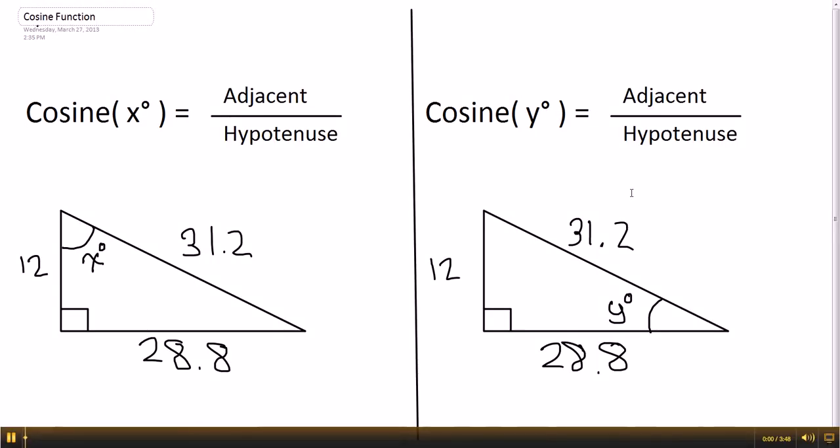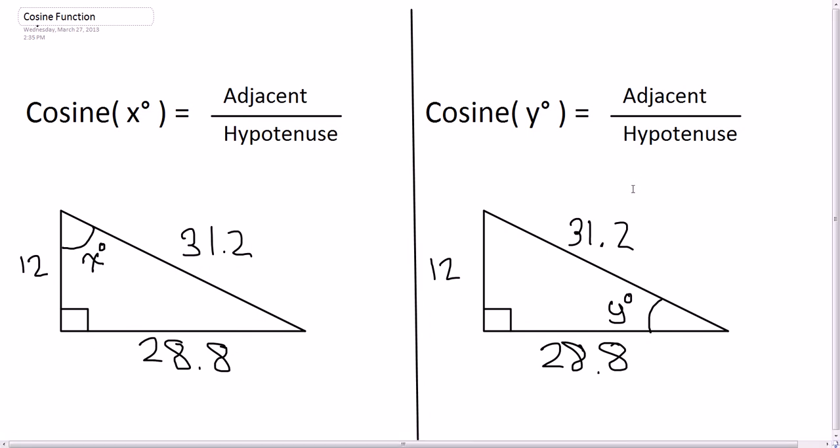Welcome to the cosine function. Cosine is defined so that, for one of the acute angles, the cosine of it is equal to the adjacent length divided by the hypotenuse. You may be seeing a little bit of a pattern here. So let's take a look at our steps to solving this.